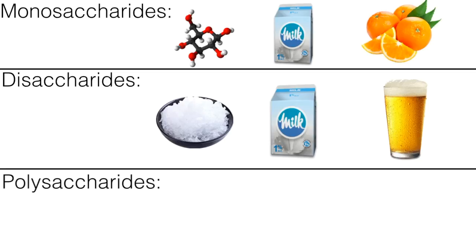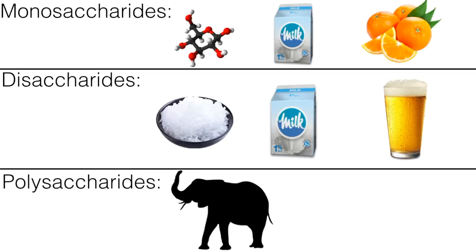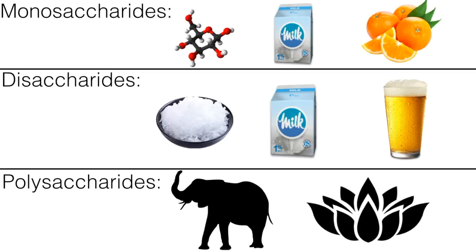There are 3 types of starches: glycogen, which is animal starch or liver and muscle, plant starch, and cellulose, which is plant fibers, so like wood and paper, stuff we can't eat.